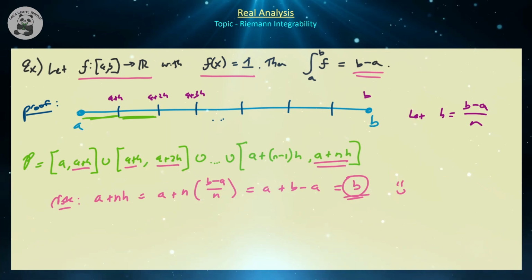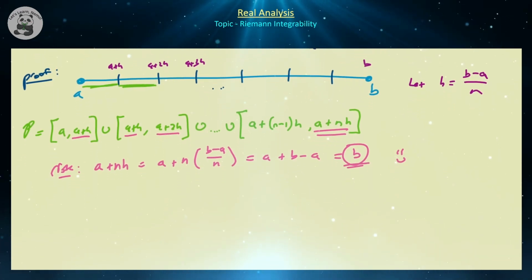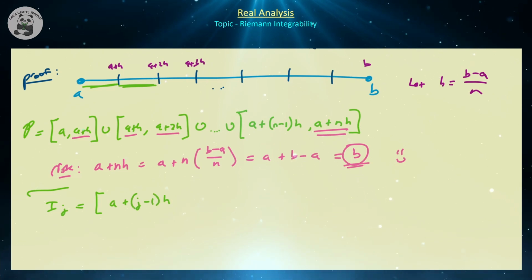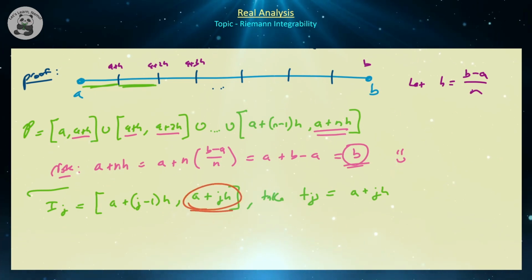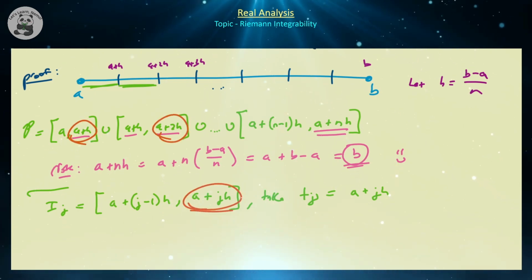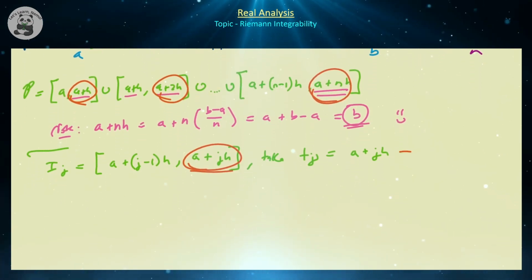So that's actually pretty nice. So if this is the case, then our intervals, let's call it I_j, will be equal to a plus (j minus 1) times h, and then a plus jh. Here, we're going to take our tags t_j to be equal to a plus jh. So we're going to be taking the tags of this partition to be equal to the right boundaries. So a plus h, a plus 2h, all the way down to a plus nh. So that's going to form our tag. That's our partition. That's our tag partition.